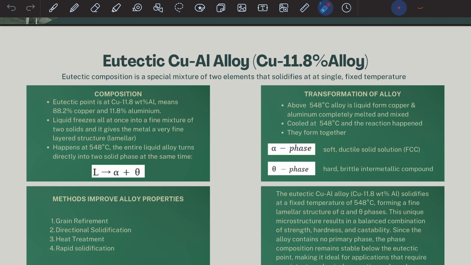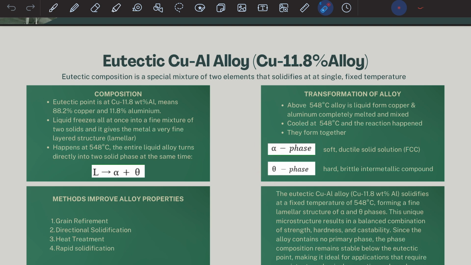And then this process happens at 548 degrees Celsius. The entire liquid alloy turns directly into two solid phases at the same time. And this is the phase transformation, liquid to alpha plus theta. For the transformation, above 548 degrees Celsius, the alloy is liquid, with copper and aluminium completely melted and mixed. Cooling at 548 degrees Celsius, the reaction happens. They form together, meaning this alpha and this theta form together.